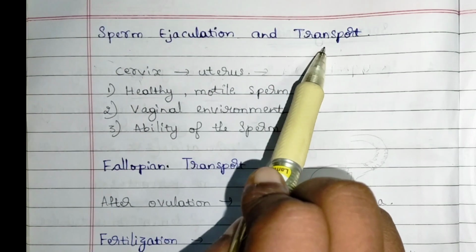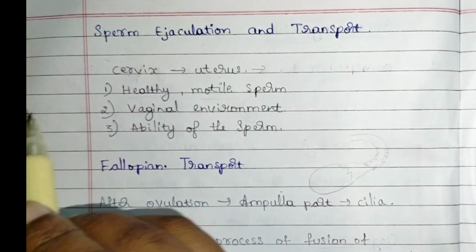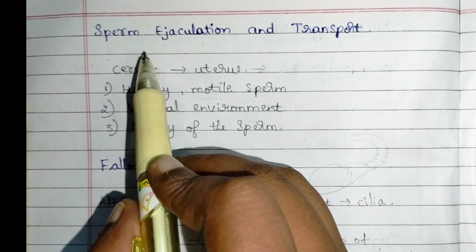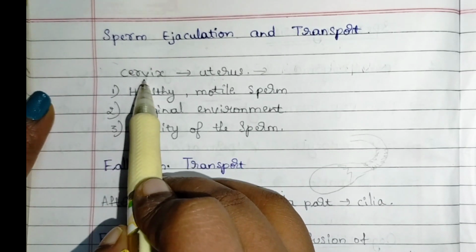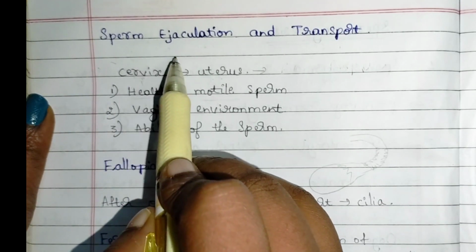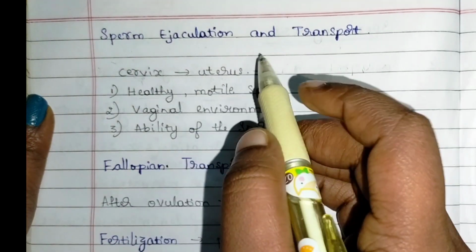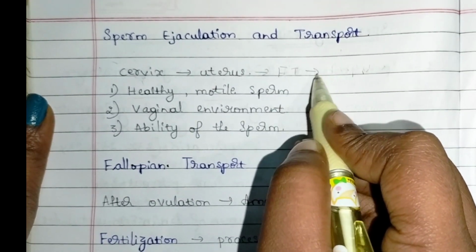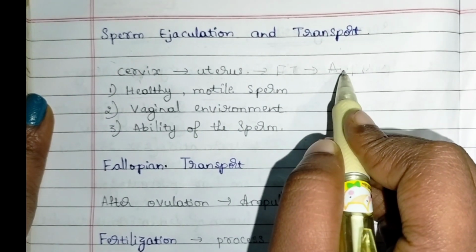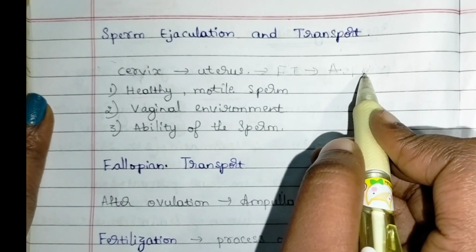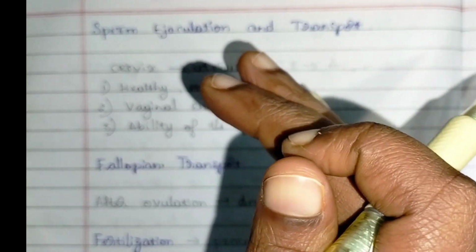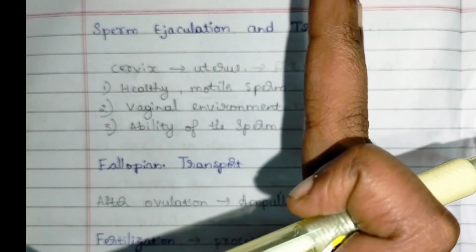Sperm ejection and transport. Sperm is first ejected in the vagina, and from the vagina it goes to the cervix, from the cervix to the cervical canal, and then to the uterus, and then to the fallopian tube, and then to the ampulla. In the ampulla, the ovum will be present. Sperm and ovum fuse together and form the fertilization.